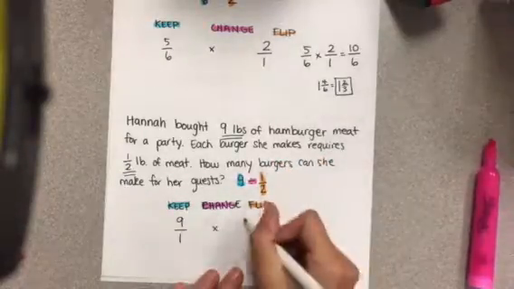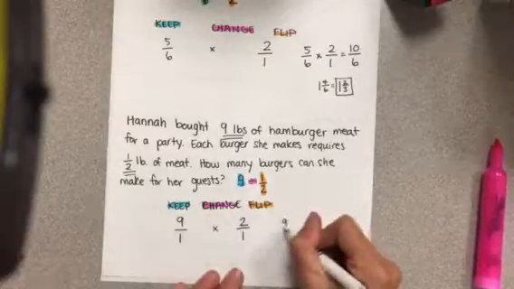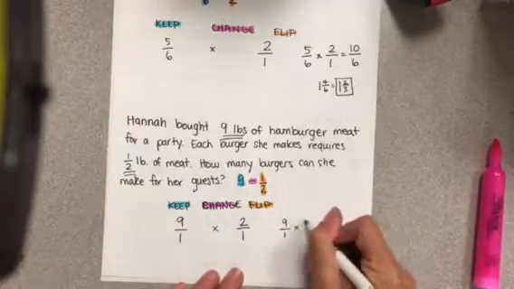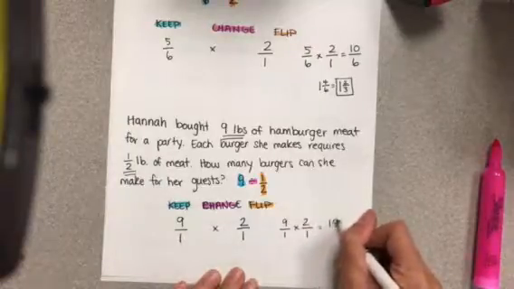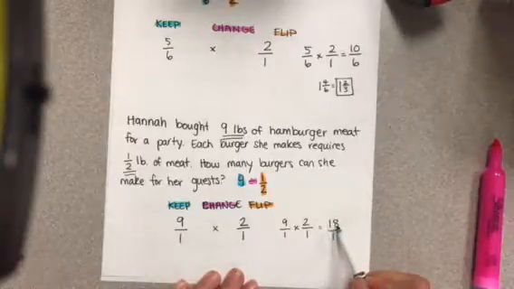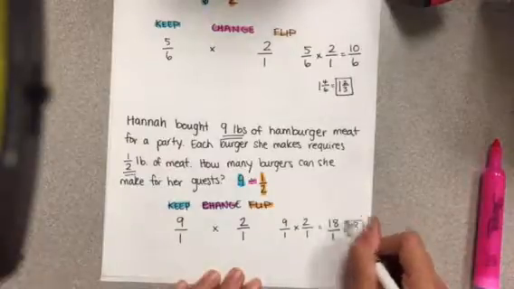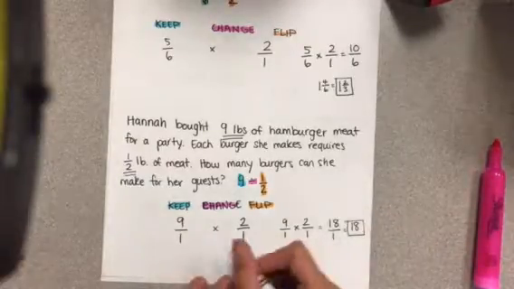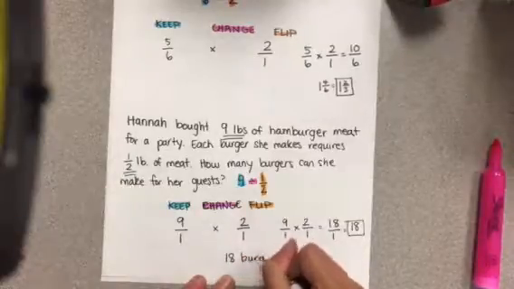So when I do that, I come up with 9/1 times 2/1, which gives me 9 times 2 is 18/1. And hey, 1 can go into 18, a total of 18 times. Don't forget to label your answer though, because this is actually telling us that she could make her guests 18 burgers.